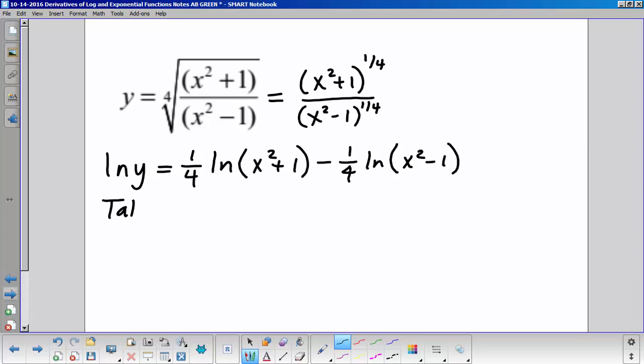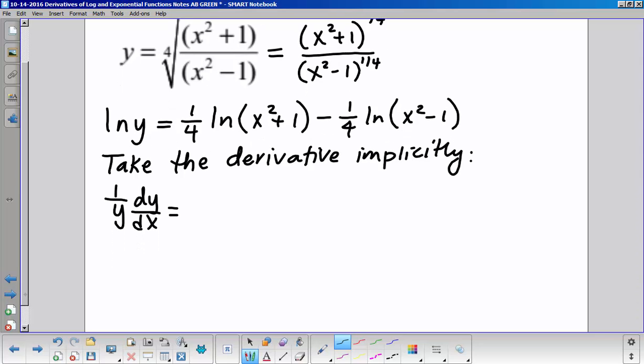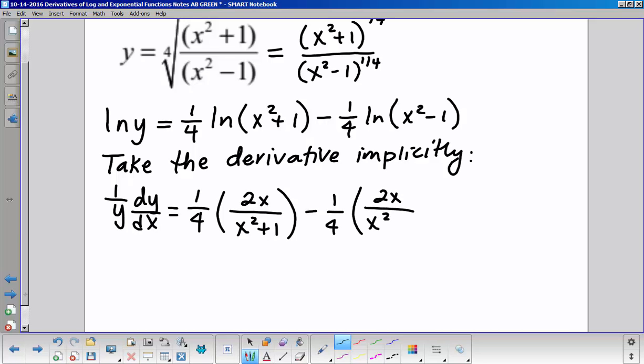Now we're going to take the derivative implicitly, which means we're going to get 1 over y dy dx is equal to 1/4 times the derivative of the log, 2x over x squared plus 1 minus 1/4 times 2x over x squared minus 1.